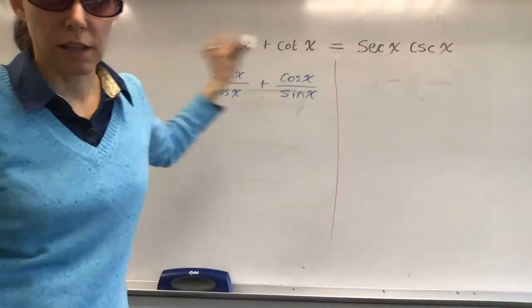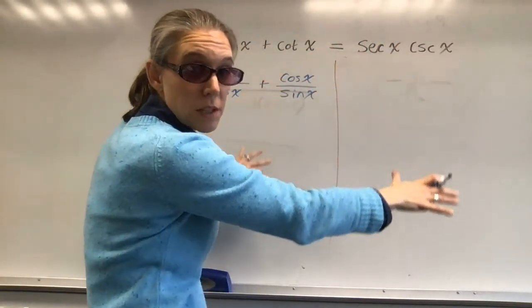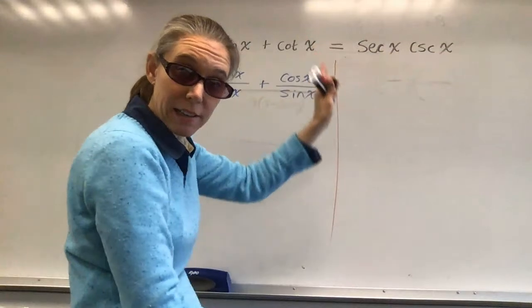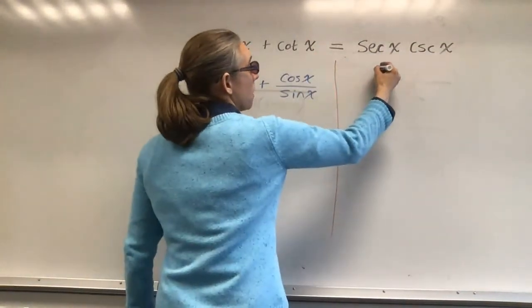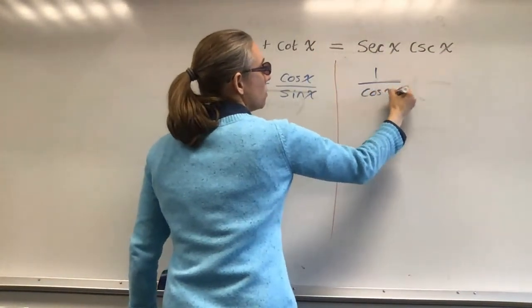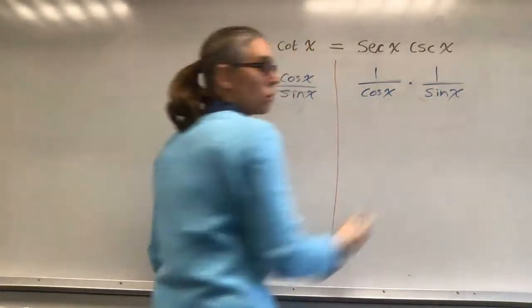I can work the left and the right at the same time. It's like 2 separate individual expressions that I'm manipulating. The red line keeps me from thinking that this is an equation. Secant is 1 over cosine, and cosecant is 1 over sine.